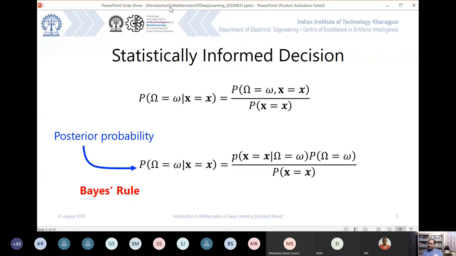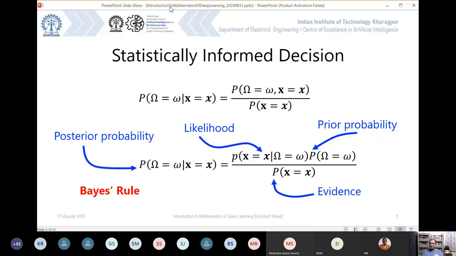Now, that essentially can be derived from one factor which is called the likelihood. And you see that the conditioning is basically reversed in the case of likelihood. So the likelihood is the probability of getting a certain feature given that it is from a certain class. Similarly, the other part is called the prior probability, which is the probability of finding a certain class. And then you have the denominator, which is called the evidence, which is the probability that you would in fact encounter a certain feature like that.